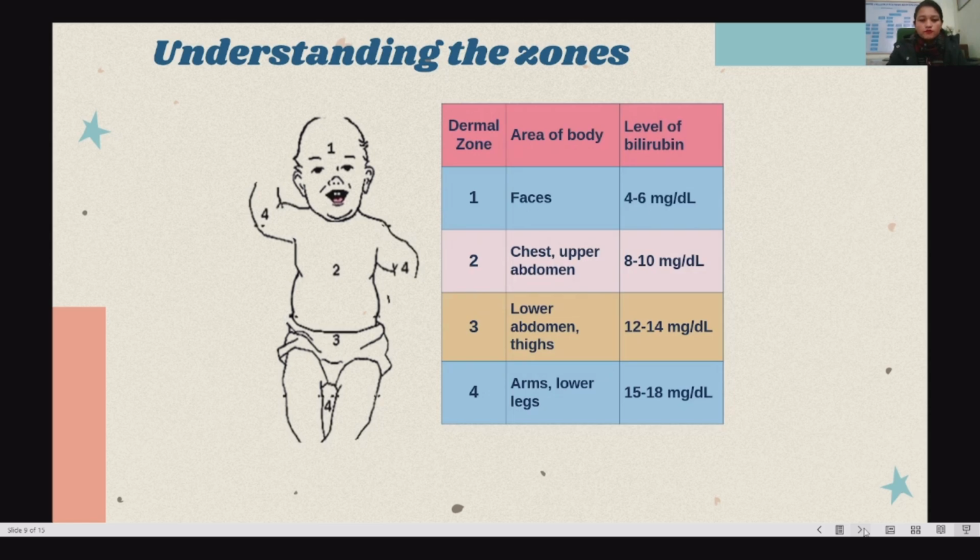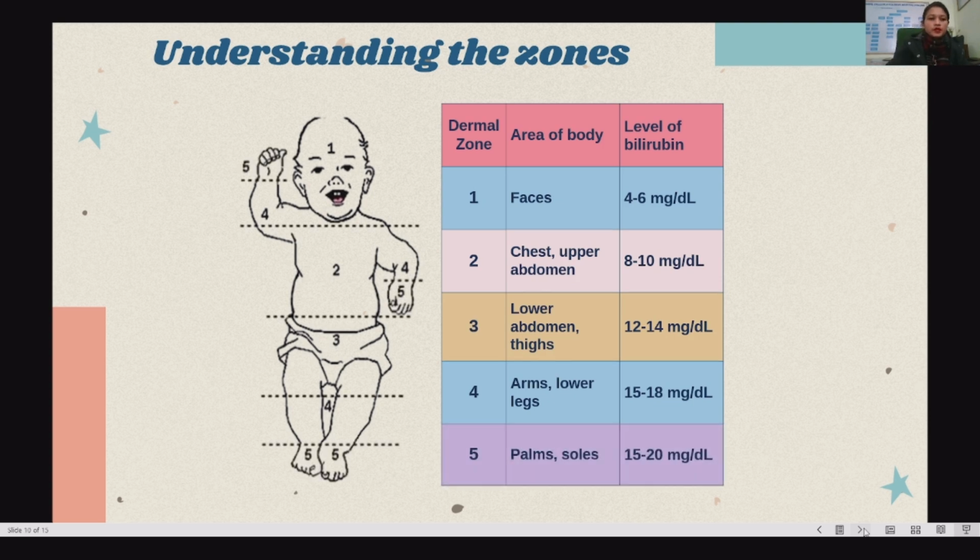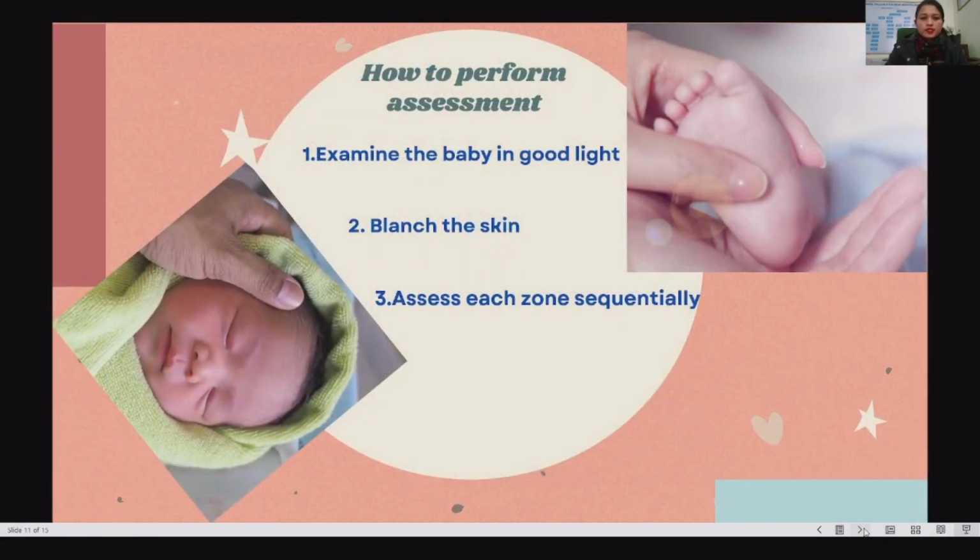And zone number 4: the jaundice reaches the lower limbs and arms, indicating a bilirubin level from 15 to 18 mg per dL. And the last one, the fifth zone, which involves the palms, soles and entire body, and the yellow discoloration covers hands and feet, suggesting that the bilirubin level has extended from 15 to 20 mg per dL and which requires very urgent medical intervention.